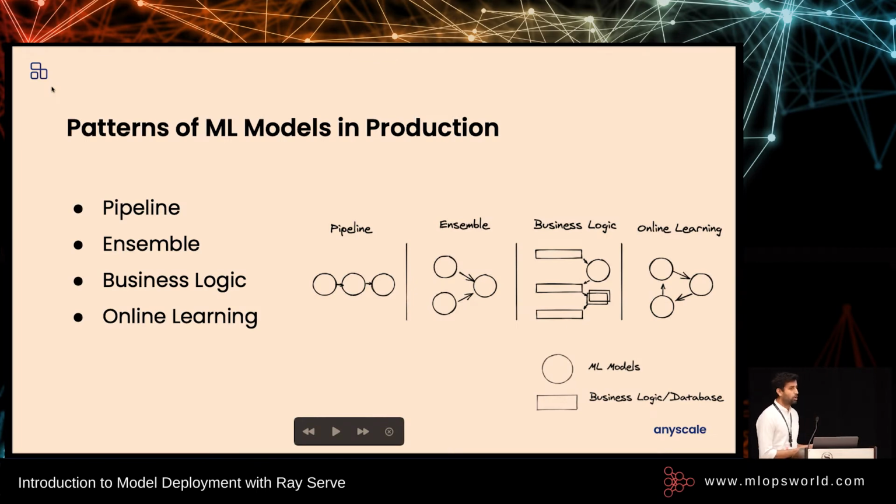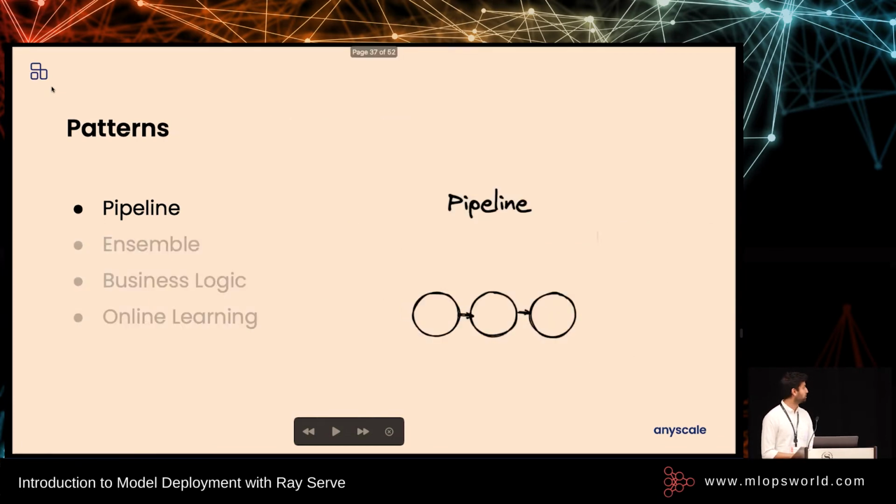So we talked about model composition. I'm sure all of you are probably more familiar with all this than I am. There's 4 ones that we're going to talk about here. And the pictures sort of say a great deal about what they are. So pipeline, ensemble, business logic, and online learning, where your model is learning from the environment. For the sake of time, we'll dive into just 2 of these, just the pipeline and the business logic, and see what they look like in code with RayServe.